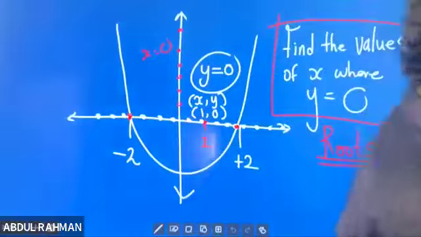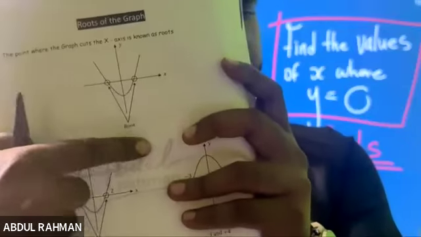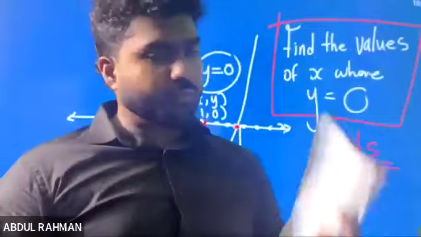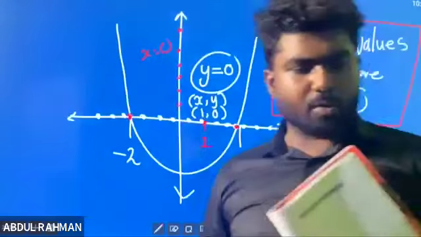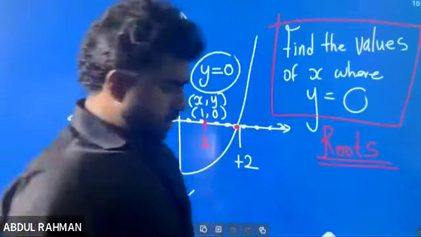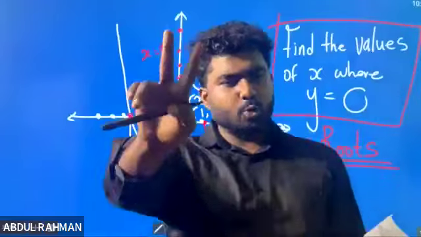Those who have the tute, please turn to the roots of the graph and write a note here. Page number 54. Turn to page number 54 and write a note somewhere on the top or bottom. Write it. You have another two theories.